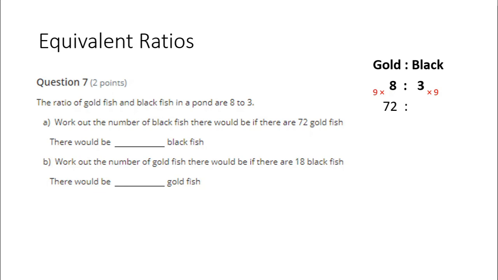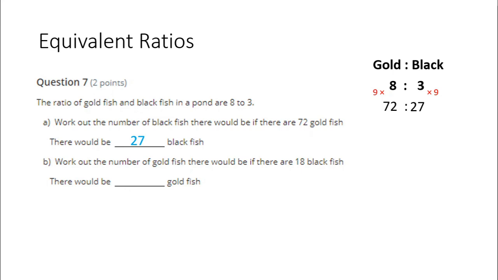If you struggle to find that number, try going the other way. 72 divided by 8 is 9. And then double check your answer. 8 times 9 is 72. So both sides were multiplied by 9. Let's multiply the black side by 9. That gives us 27. So if there's 72 goldfish, there would be 27 blackfish.